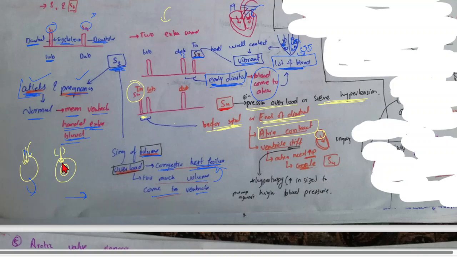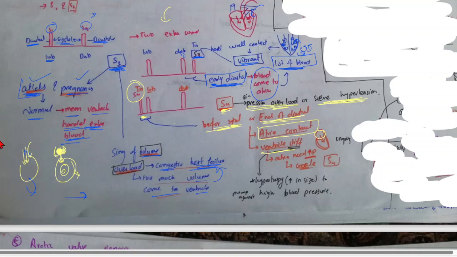But after all the blood has come to the ventricle, the atria contract so strongly. Why? Because the ventricle is stiff. If the ventricle is stiff, it cannot expand. So these atria contract very strongly, and this strong movement and pressure create a fourth sound that is called S4. So it is actually pressure overload or severe hypertension.